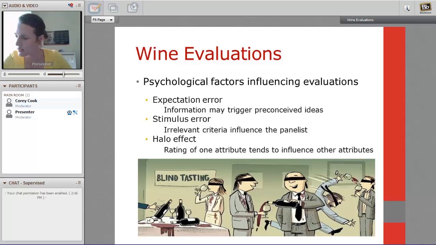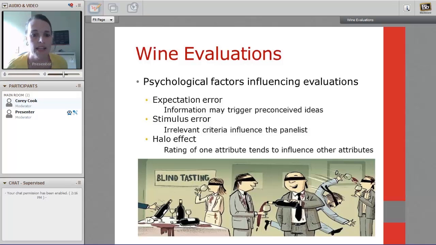Stimulus error: irrelevant criteria can influence the panelists. If you've got a wine, it can influence how much you like a wine just based on the wine glass. So nothing to do with the wine itself, just with the wine glass. There are some other factors that can influence how we evaluate things.